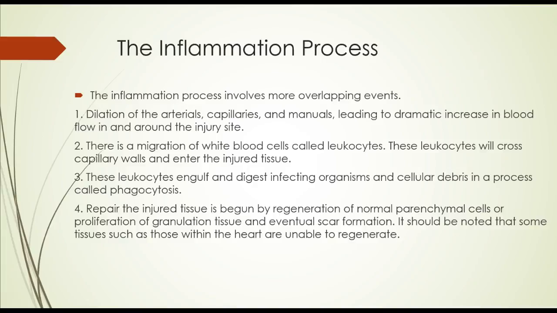When there's an injury and the inflammation process starts, you get 4 different events that happen. The first one is there's a dilation of the vasculature in that area. And this leads to an increase of blood flow to that injured site. And this is why you have swelling, and it's often warm to the touch. That increase in blood flow also helps bring more white blood cells to that area. These white blood cells are also called leukocytes, and leukocytes then enter the injured tissue.